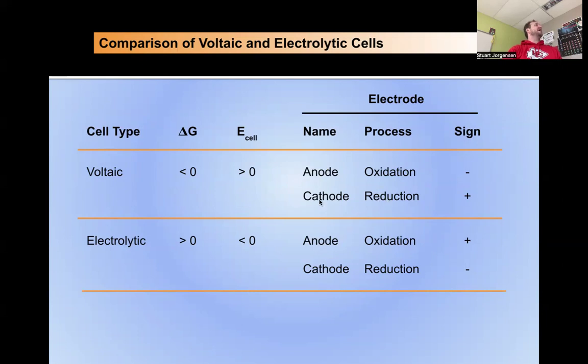Everything's still happening in the same spots: oxidation at the anode, reduction at the cathode. For voltaic, we give a negative sign to the anode and a positive sign to the cathode when we label our diagrams. The two things that flip for electrolytic are G and E, because it's non-spontaneous. Delta G is positive, greater than 0. Cell potential is negative. You've got to put energy in to get it to go. Everything still happens in the same place. We just change the sign to help us know where the ions are going to plate out.